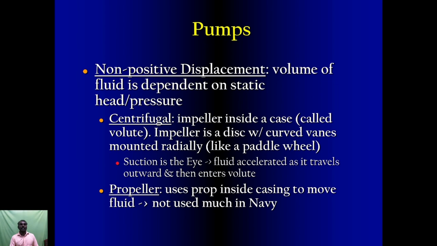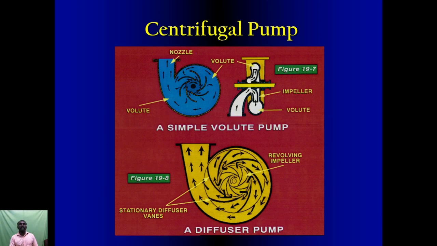The volume of fluid is dependent on the static head or pressure. Centrifugal: an impeller inside a case called a volute. The impeller is a disc with curved vanes mounted radially, like a paddle wheel. The suction is at the eye; fluid is accelerated as it travels outward and then enters the volute. Propeller: uses a propeller inside a casing to move fluid. The volume of fluid is dependent on the static head pressure, meaning it is called a non-positive displacement pump. An example of a non-positive displacement pump is the centrifugal pump.